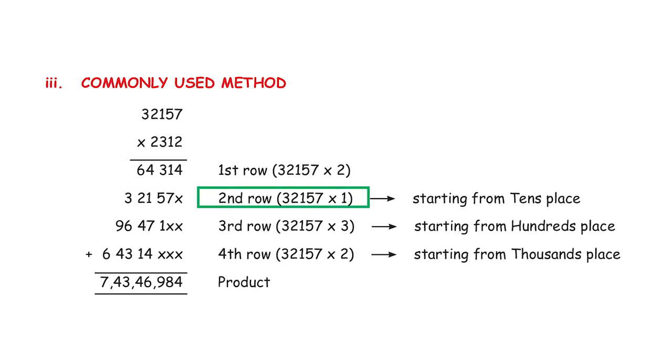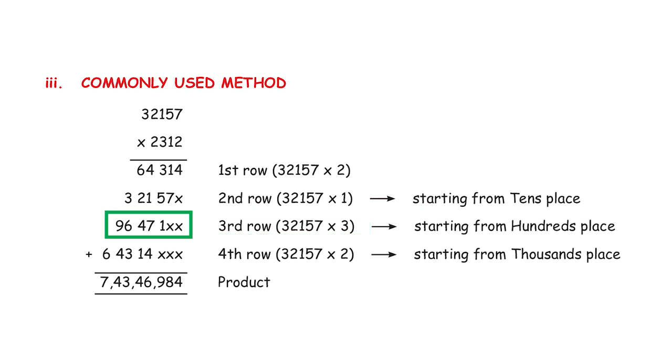You go to the second row. Here you can multiply 32157 into 1. But you need to write the answer starting from tens place. So you cross out the ones place. And the answer is 32157. The reason you crossed it out is because you're crossing out the ones place. The third row, you start from the hundreds place. So you cross out the ones and tens place. So the third row, you need to multiply 32157 into 3.